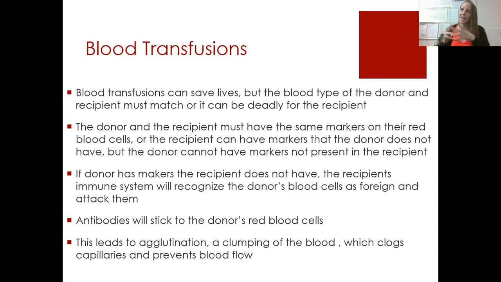The reason for that is if I get blood from someone and their blood has a marker that I don't have, my immune system will recognize that blood cell as foreign and it will attack that blood cell. So it'll trigger an antibody response. The antibodies will stick to those red blood cells. It'll cause them to clump together and essentially form clots in the capillaries. They'll prevent blood flow, and it can be deadly. It often is deadly. Okay, I'm going to switch over to my document cam now.